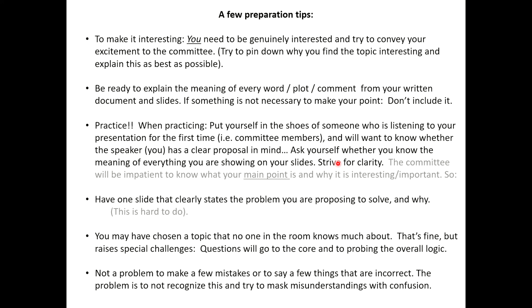Finally, it's not a problem to make a few mistakes or to say a few things that are incorrect. The problem is more to not recognize this. You can see this sometimes, and then you try to confuse the committee, and that sometimes works and sometimes it doesn't. And I think that's everything that I have. Yeah, that's pretty quick.